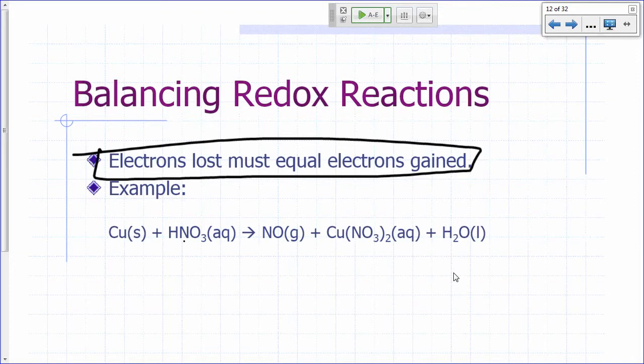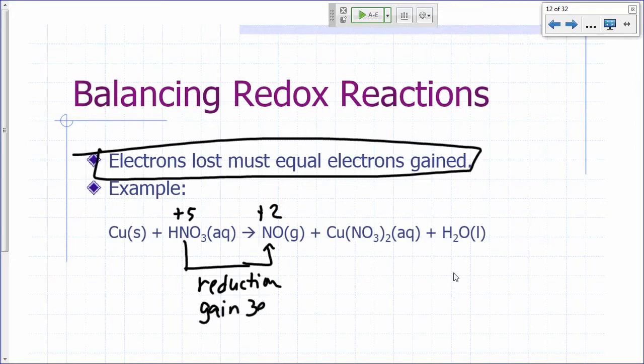What did we say got reduced here? Your nitrogen went from a +5 to a +2, right? So that's a change of 3, which means a gain or loss of electrons. This is reduction, right? In reduction, do you gain electrons or lose electrons? Gain electrons. Gain of how many electrons? 3 electrons per nitrogen, right?